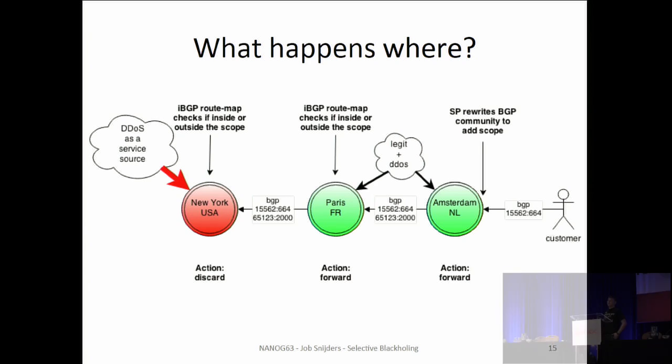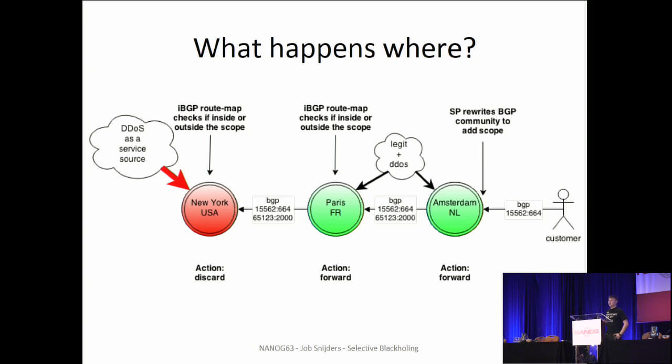Before we dive into the policy maps, I want you to remember this image. On the far right side, we have the customer. The customer propagates a prefix to us with a special selective blackholing community. And when the prefix propagates throughout the network, at each step, a verification is done. Is the router inside the region or outside the region? And depending on that status, it will either continue forwarding traffic or start to discard traffic.